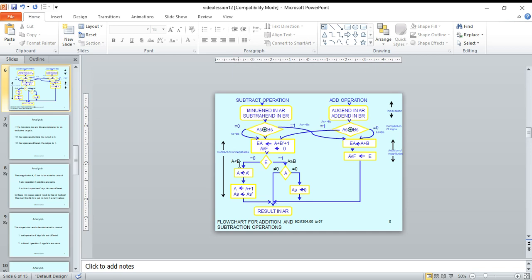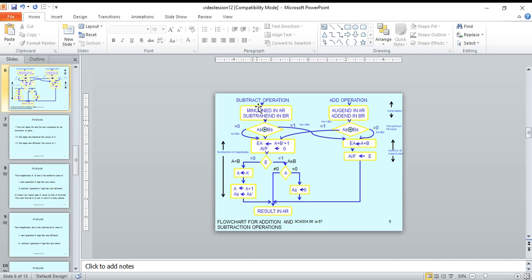Now the value of the original result was placed in the A register, and here actually B is greater than A. So for that reason, we have to give the sign of B to the result. For that, we have to complement the sign of the A register, and then the final result was placed in the AR register.